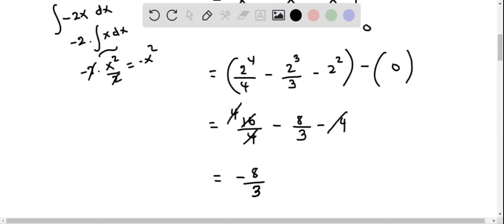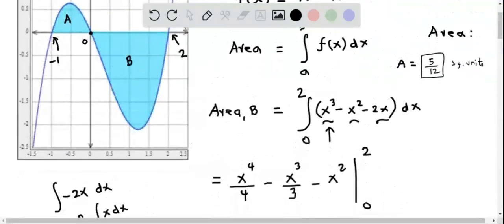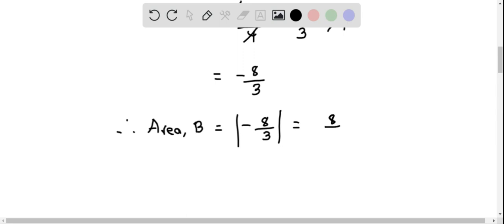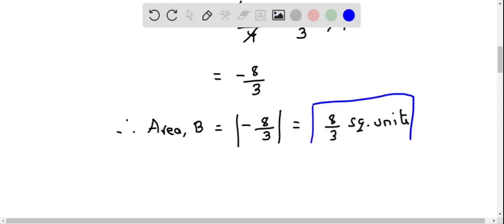But remember that since this represents the area, we can take its absolute value. So we write down the area of the shaded region B, and this equals the absolute value of negative 8 thirds, and this equals 8 thirds square units. So this is the area of the shaded region B.